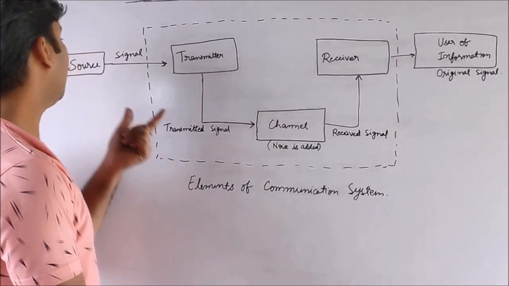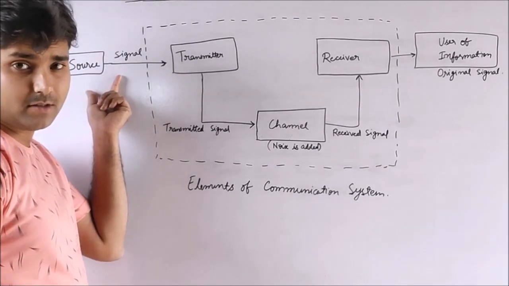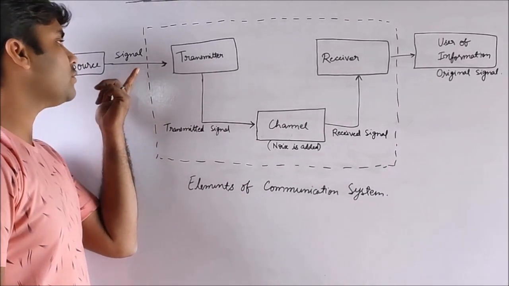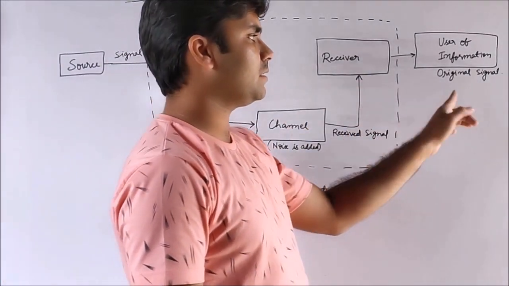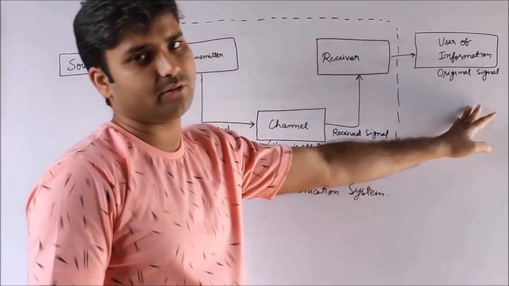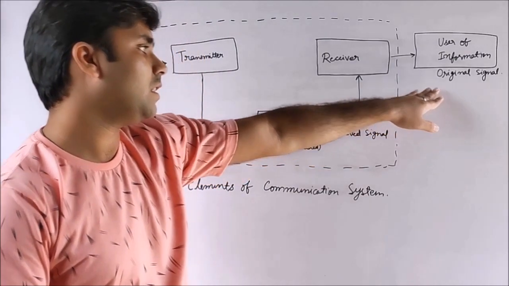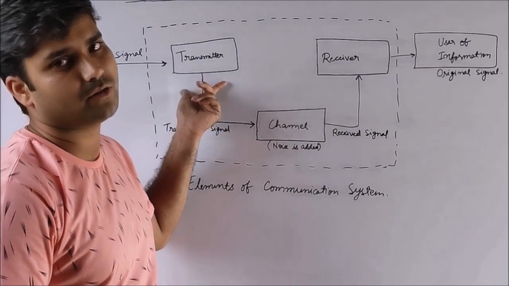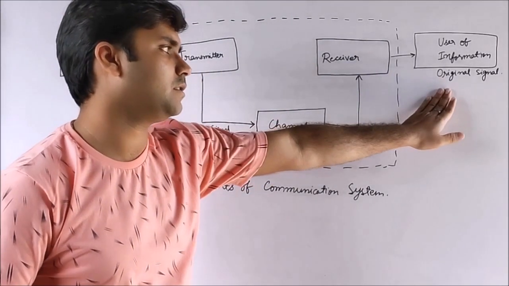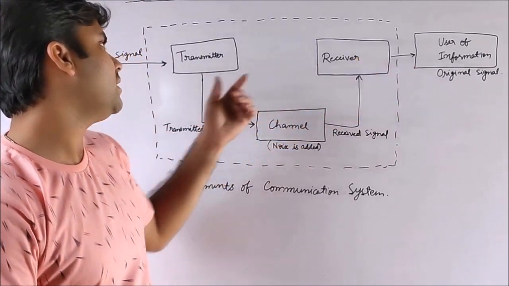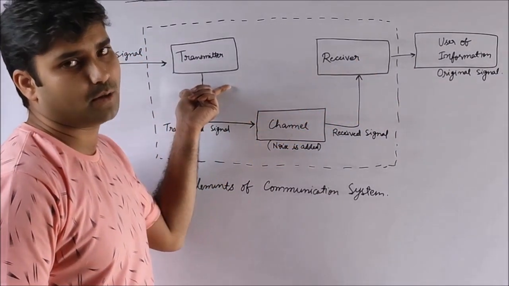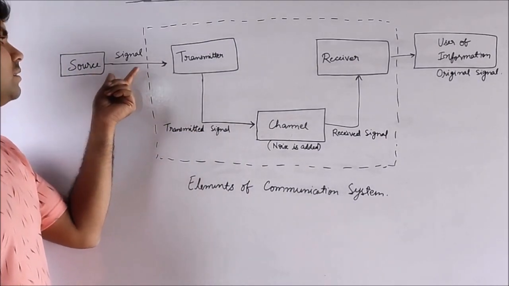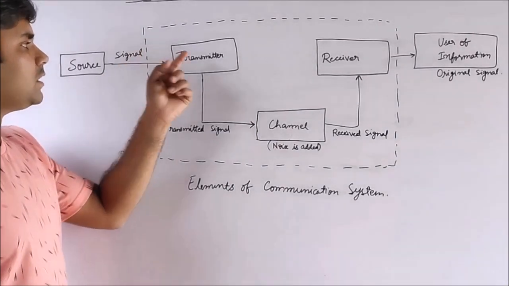What are the elements? Here a source is required, as I have already discussed, for creating a signal. Now if we wish to send the signal to a very large distance, the destination is far away from us, then we need a system or hardware which will help us to send this information from the source to destination, and that machine or system is known as the transmitter. So the source generates a signal which goes into the transmitter.